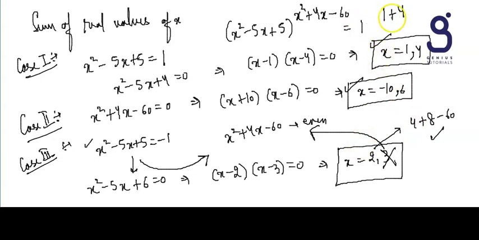We need to find their sum now: 1 + 4 − 10 + 6 + 2. So this will give you a value of 3. So 3 should be your final answer. That means 3 is the sum of all those real values of x which satisfy this given relation.